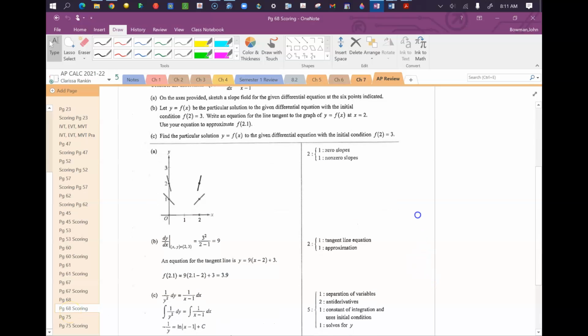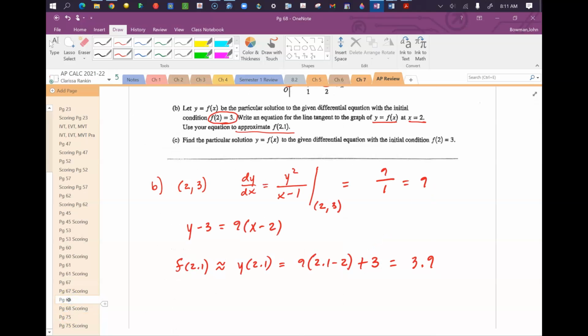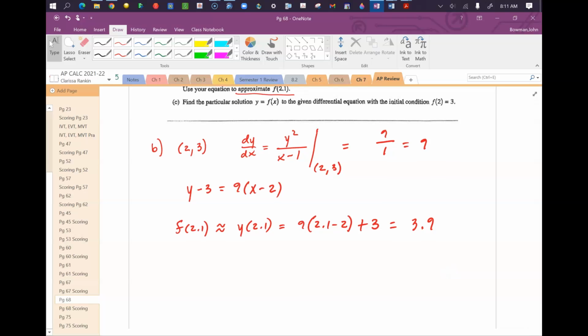As far as the scoring is concerned, you get 1 point for the tangent line equation and 1 point for the approximation. So we've got a total of 4 out of the 9 points accounted for. Again, part C is big points. So do as much of that as you can, even if you don't know how to solve the whole thing. Find the particular solution to the given equation with the initial condition f of 2 is equal to 3.